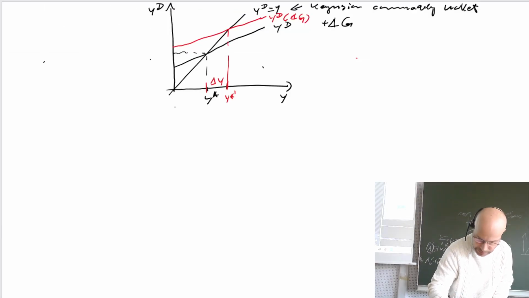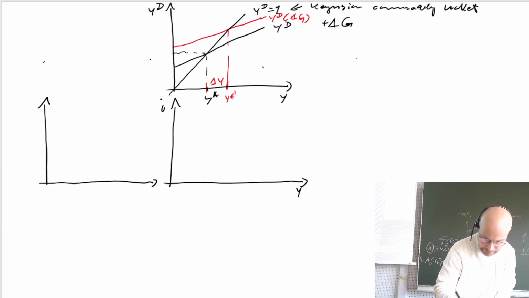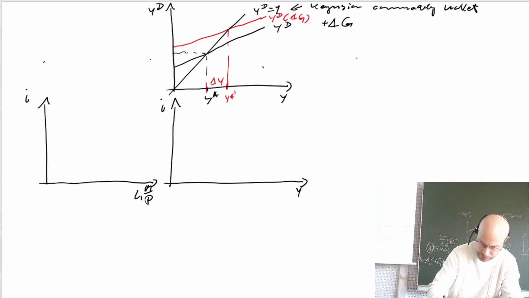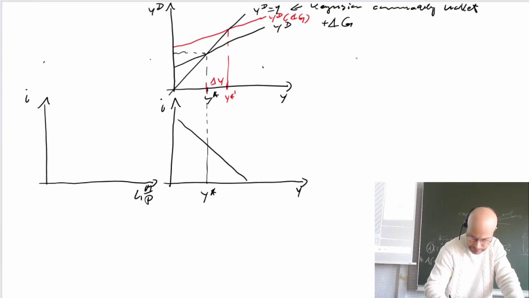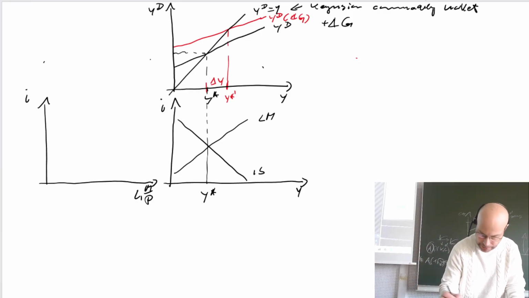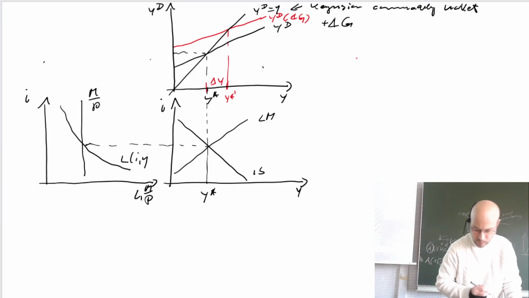Well, this we derived in the following way. Y and I, and we came from the left. I, L, M over P. And there we argued, let's think this starting Y star is the long run equilibrium and that we had here an IS and an LM curve. Remember how we derived the IS curve, varying interest rates, and the LM curve, let's say we started from a situation like this, M over P, L of I and Y.